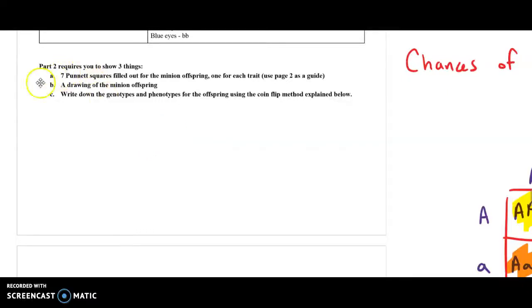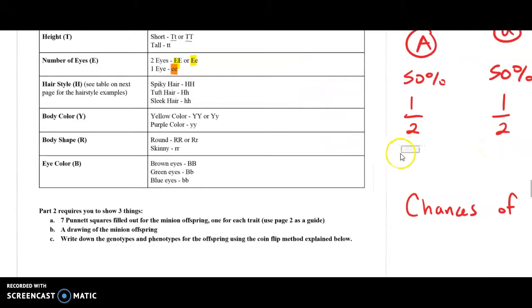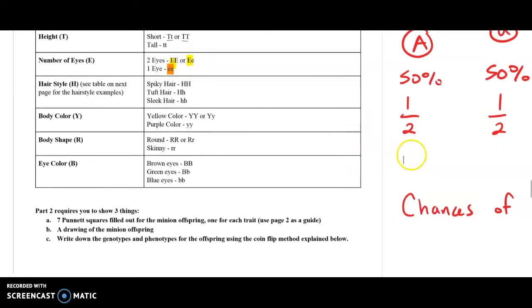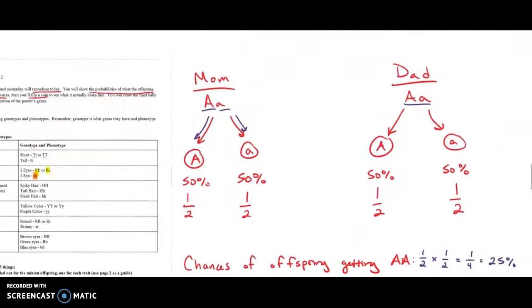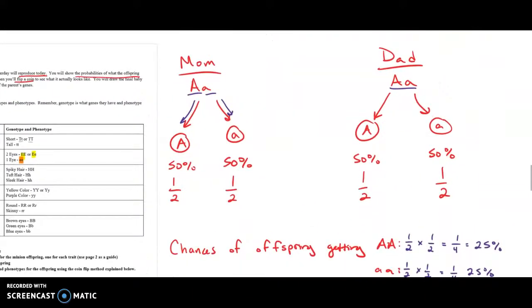Okay, so I showed the Punnett squares in the first part. I guess there was an audio issue, so I'll just go over a few things again.